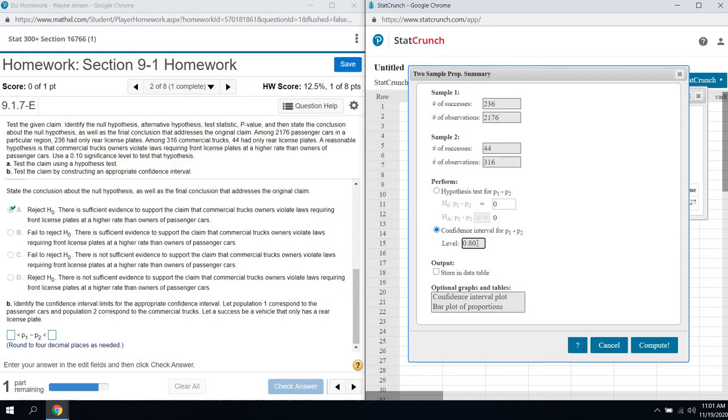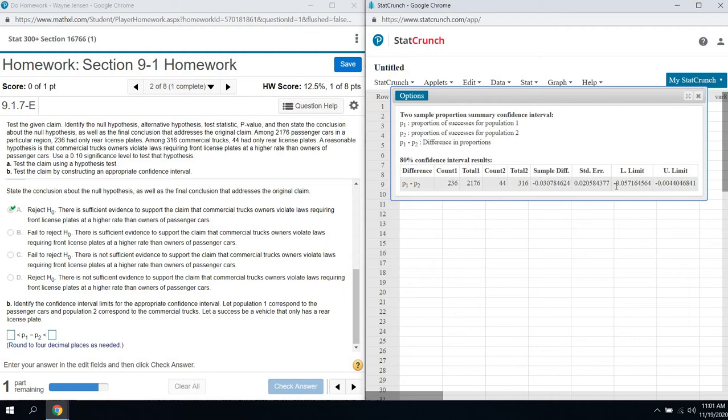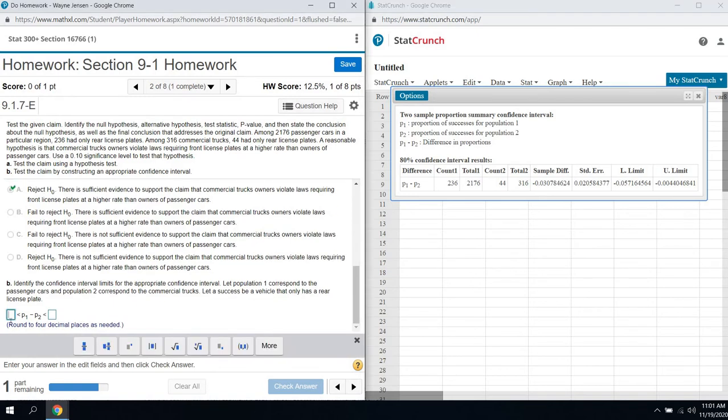Why do we have to double it? Because confidence intervals are always two-tailed, and our test was only a one-tailed test. So it's 0.80. And we're going to hit compute. And it's going to tell us our lower limit and our upper limit. Now notice they're both negative. We'll talk about that in a minute. So this was a one-tailed test, so we had to double the significance level and subtract from 1 to find out our confidence level. We put that confidence level in and it ran our limits. They want us to round to 4 decimal places.